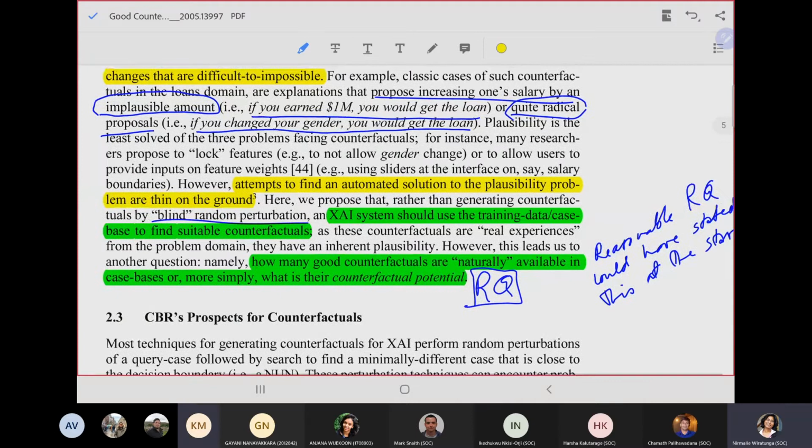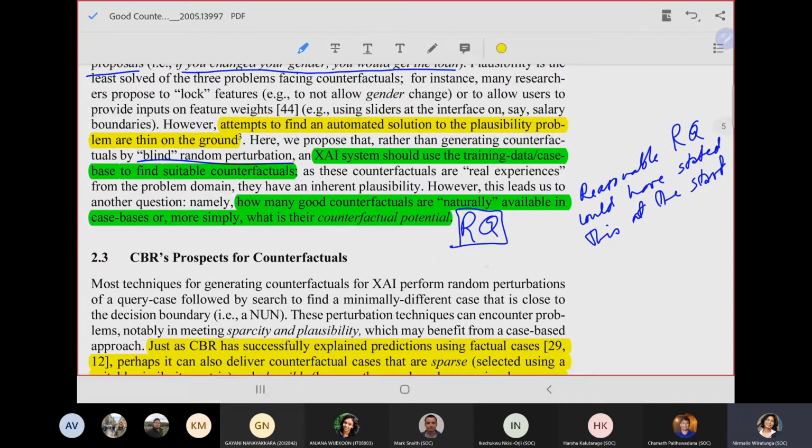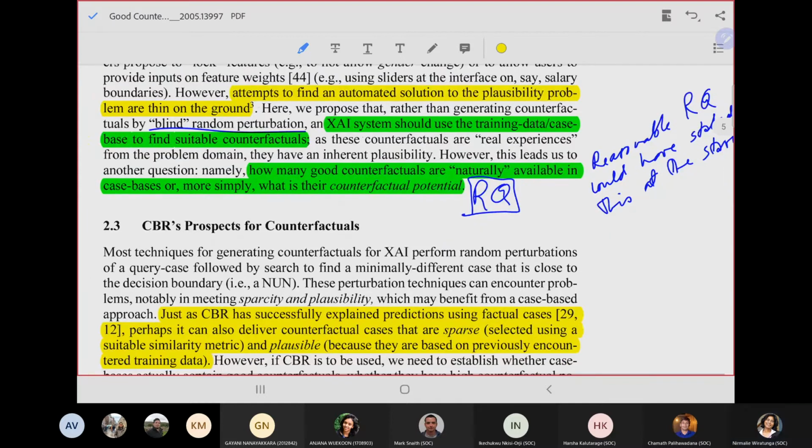So here we propose that rather than generating counterfactuals by blind random perturbation, a SI system should use the training data or case base to find suitable counterfactuals, right? And now, at this point, they come up with a research question, which I feel they should have maybe stated right at the front. How many good counterfactuals are naturally available in a case base, or more simply put, what is their counterfactual potential? And what they're going to do is come up with some quantifying equations to try and establish this potential.